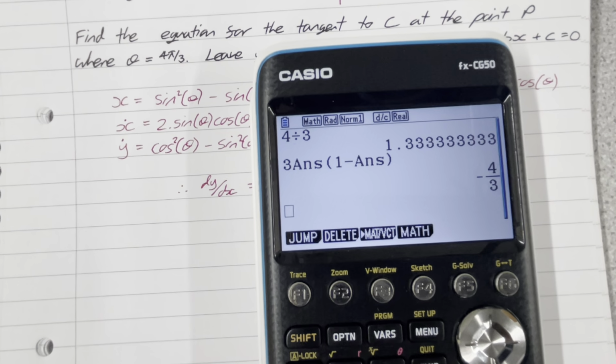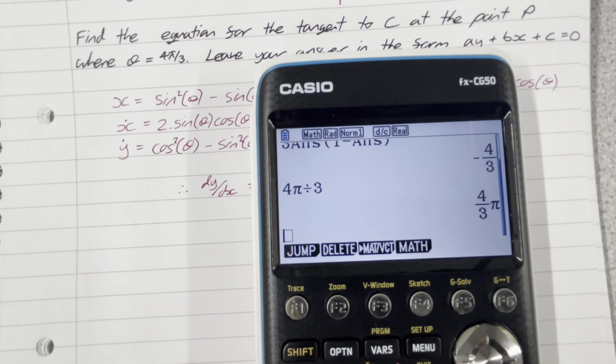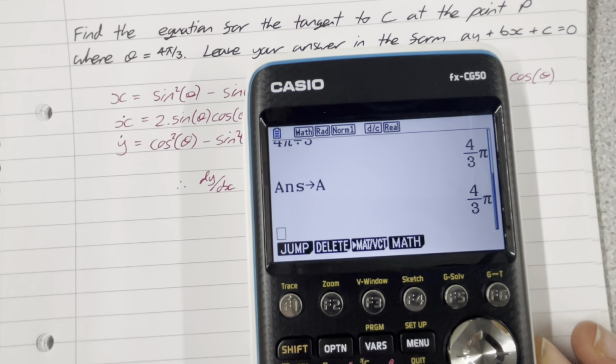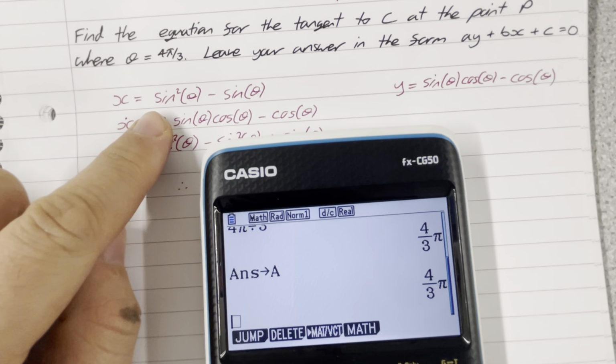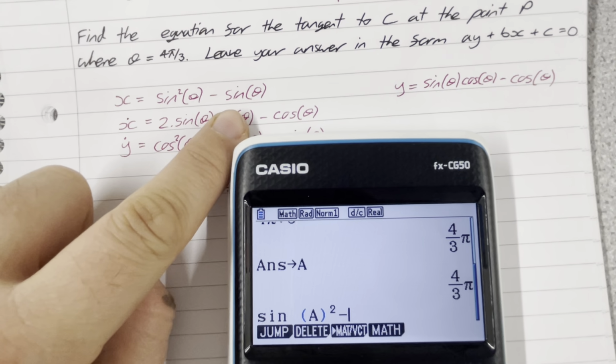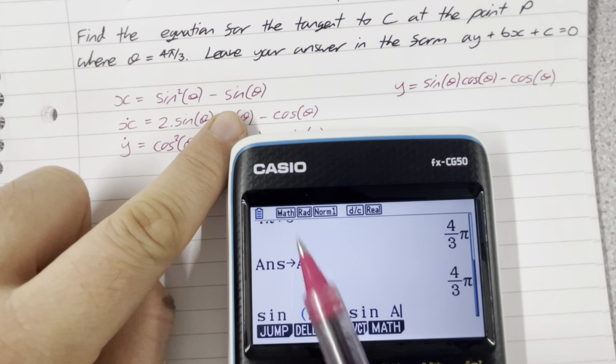Okay, so I'm going to put 4 pi on 3, and I'm going to store that, if I can find the store button. It's that one. I'm going to store that as a, so I can just keep pushing a as opposed to keep typing 4 pi on 3. Okay, so let's plug it into x first. So we're going to have sine of a, let's put that in brackets just to make sure the calculator does what I want it to do, squared minus sine of a. Okay, and we're in radian mode, so that's fine.